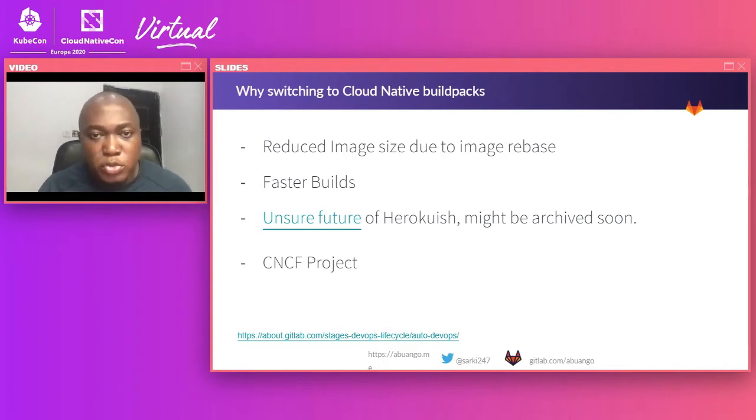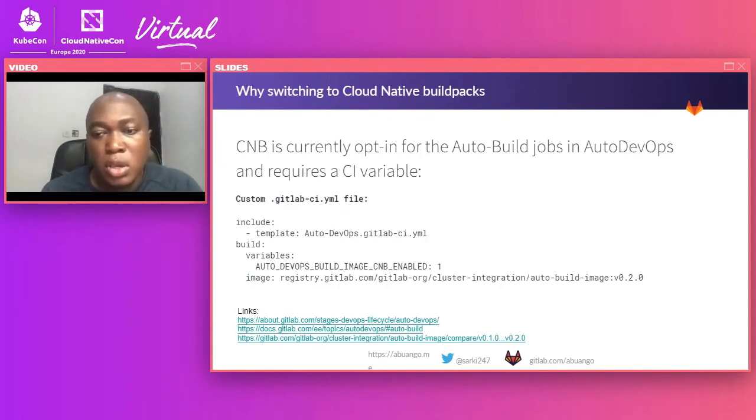Then faster builds. Once the rebase can be done, it's easier for us to run builds much faster. And the fact that we're using Herokuish, which has an end-of-life feature, there are already talks about archiving it soon. So it's one of the reasons why we need to move forward in using a newer and more stable platform. And also, we are a company that is largely supportive of the cloud native ecosystem, and the fact that it's a CNCF project is also one of the main reasons why we are switching to Cloud Native Buildpacks. In the link below, you can see the different stages of our Auto DevOps lifecycle and why Cloud Native Buildpacks is important to us at the moment.